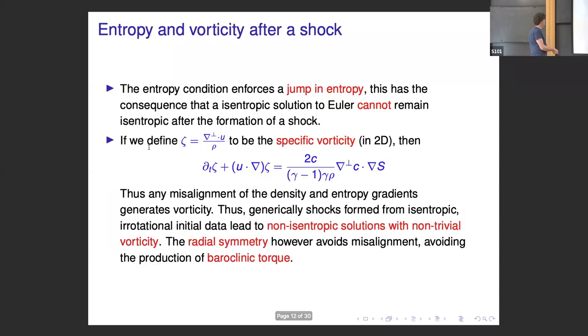So this is something to keep in mind: even though you can start with nice isentropic irrotational solutions, if you want to solve the shock development problem, you better be able to deal with vorticity and entropy.